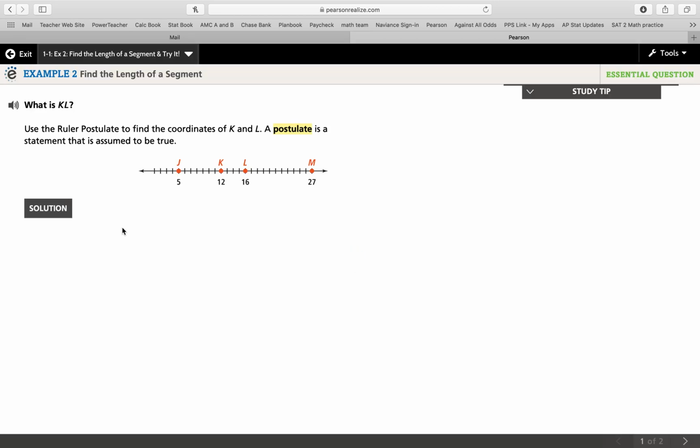Okay, and we'll go through a quick example. It says to use the ruler postulate to find the coordinates of K and L. So point K is at 12, point L is at 16, and we're finding the distance between these two. We would do 16 minus 12 is 4, or 12 minus 16, and the absolute value of that is also 4. Therefore, the distance between K and L is 4 units.